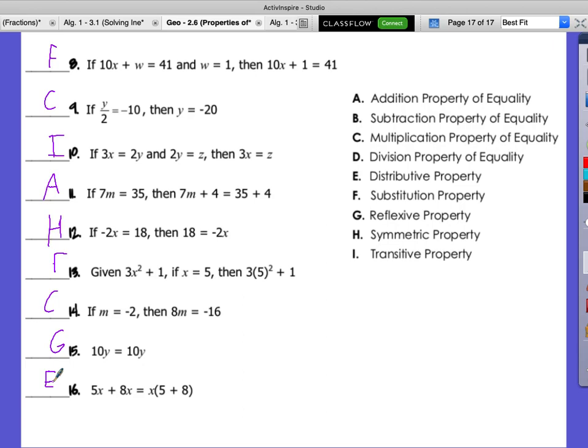Like 1 through 9? Yes. 1 through 9, actually, let me double check that. Numbers 1 through 9, there are no repeats.